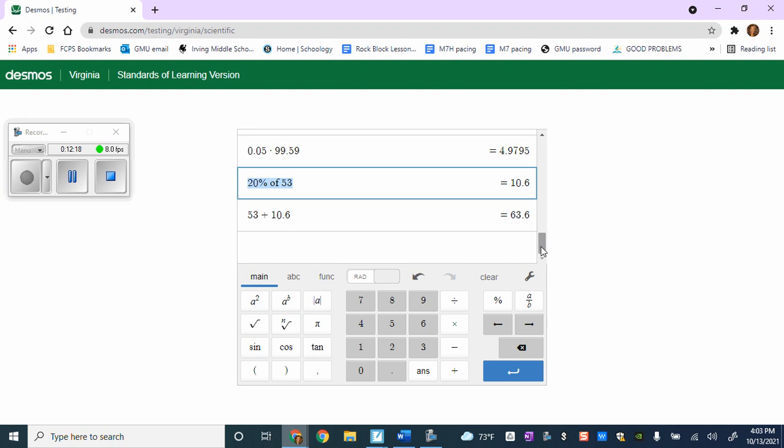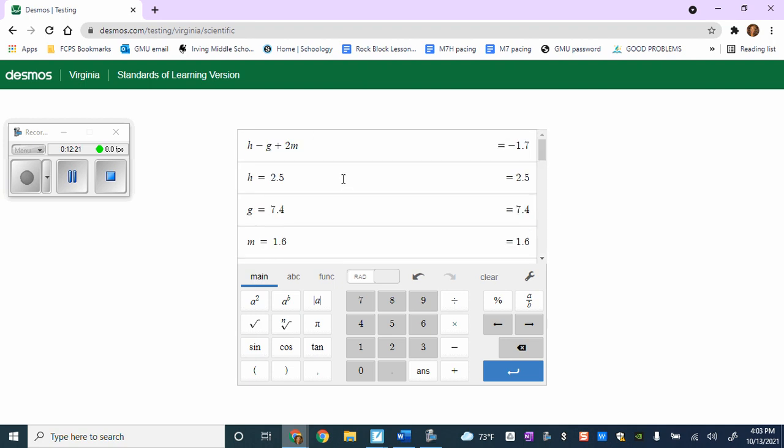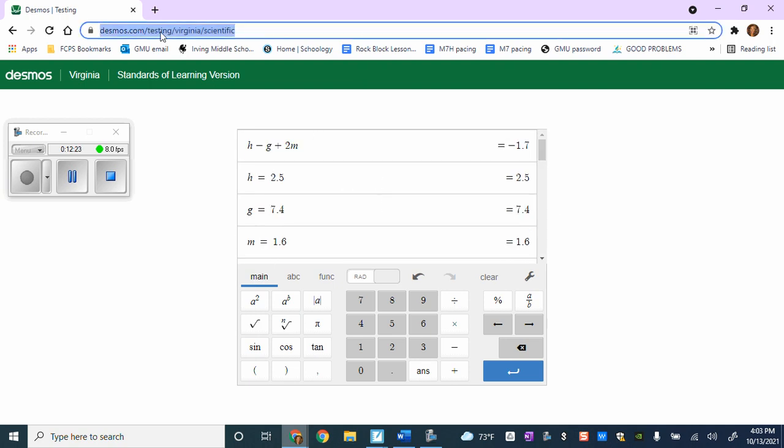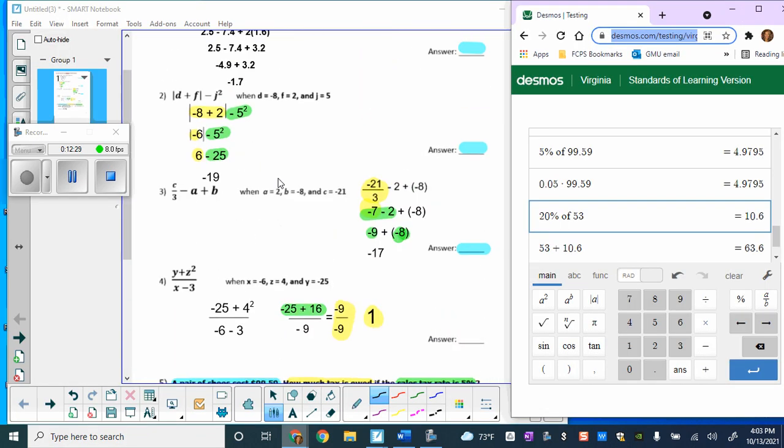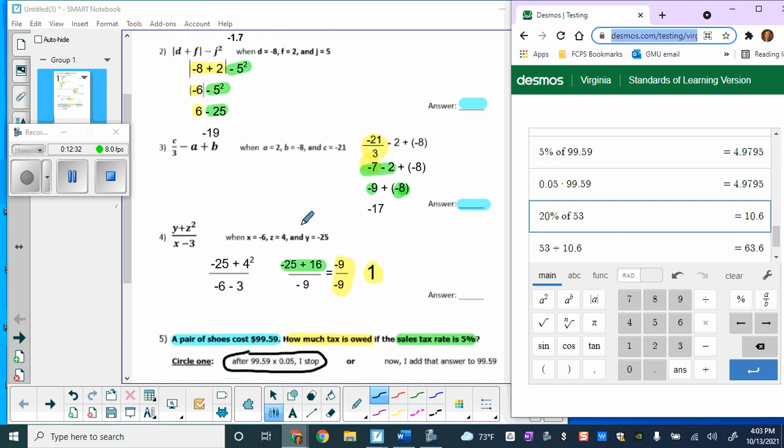So that's this video. Again, you're going to be looking for DESMOS linked on Schoology, and you will be able to have access to this calculator every day moving forward. I highly recommend that you do the work on paper like this always, and then use DESMOS to check and make sure that you are right.